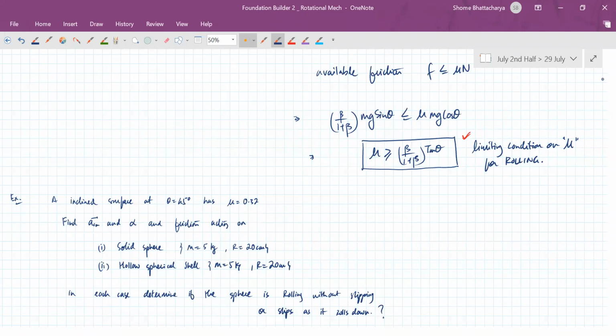You should understand, we've been discussing rolling with slipping versus rolling without slipping since yesterday. If it is slipping, that means the point of contact is not at rest.